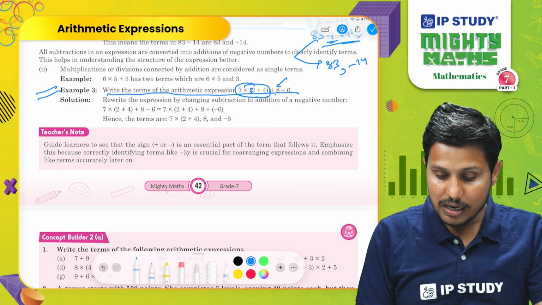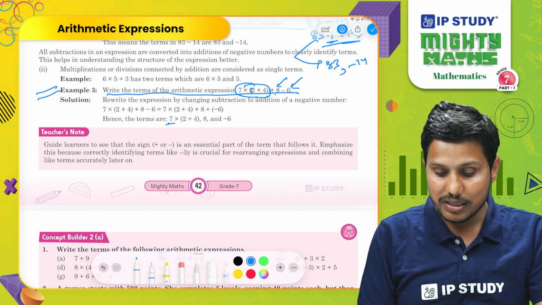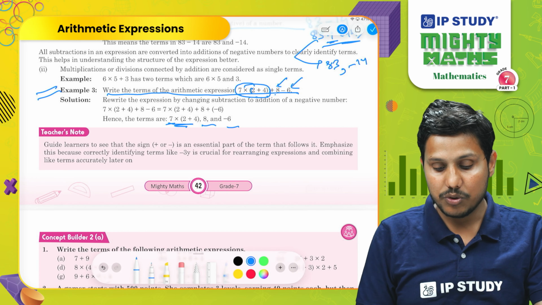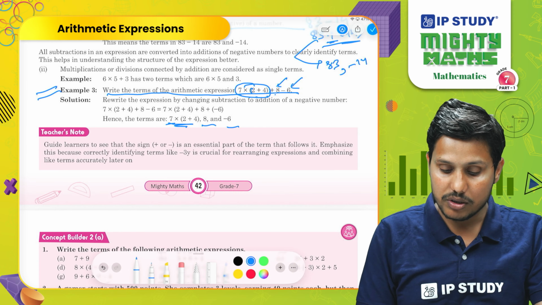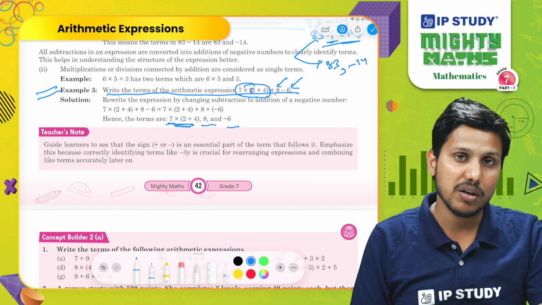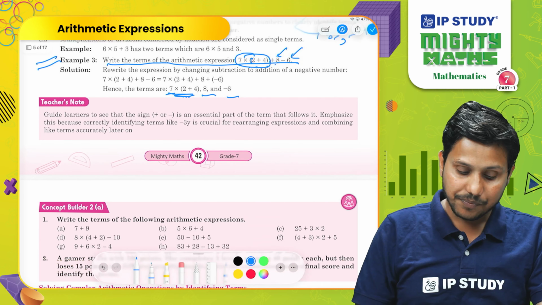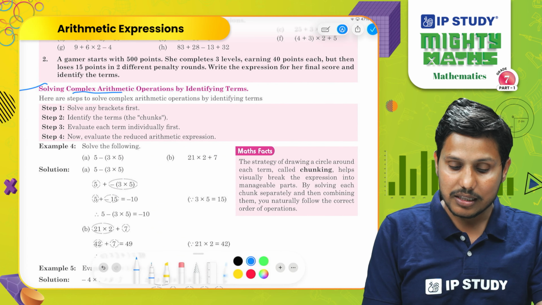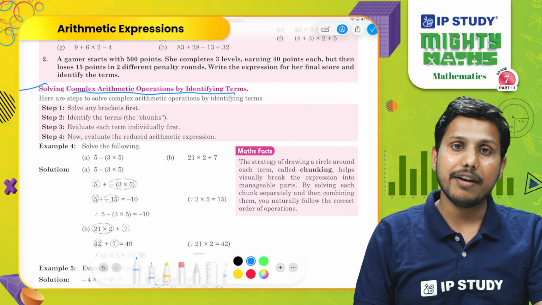Now, this will be one term and this will be one term. So, the terms will be 7 multiplied by 2 plus 4, and 8, and minus 6. You don't have to write 2 and 4 separately because it is present with a multiplication symbol with 7. Okay. Now, moving to the next part, solving complex arithmetic operations by identifying terms.